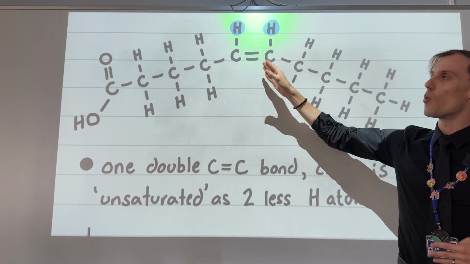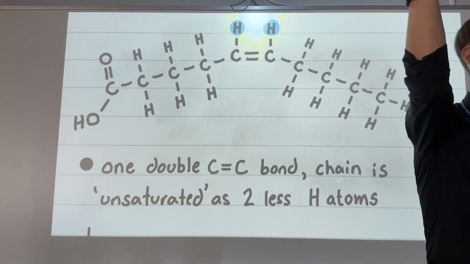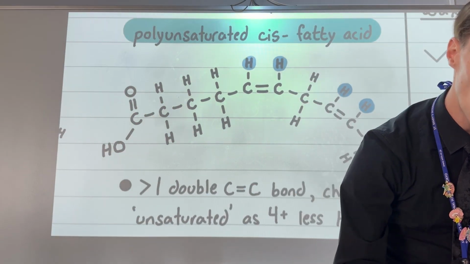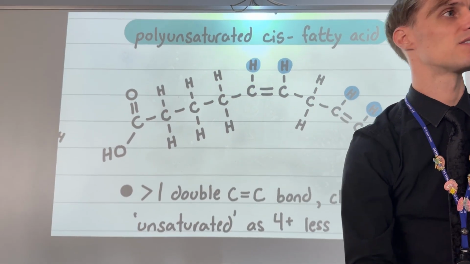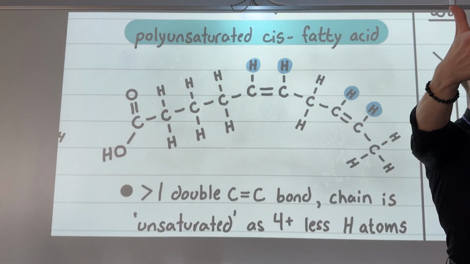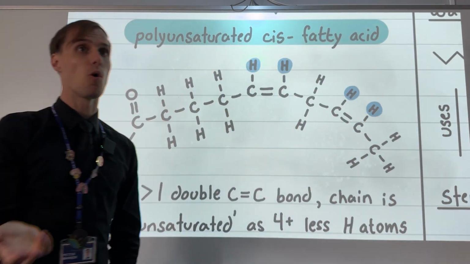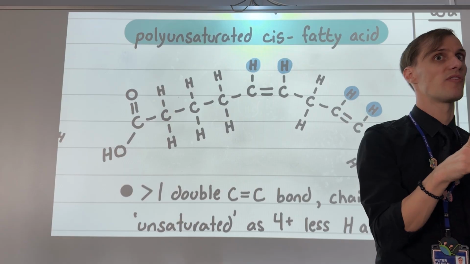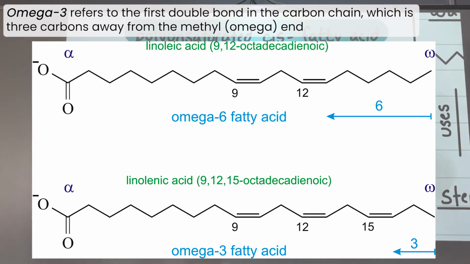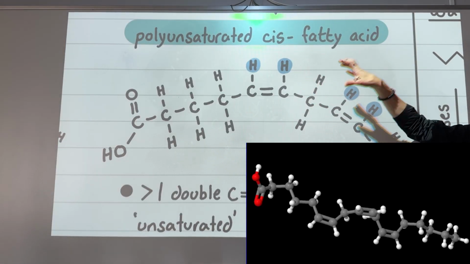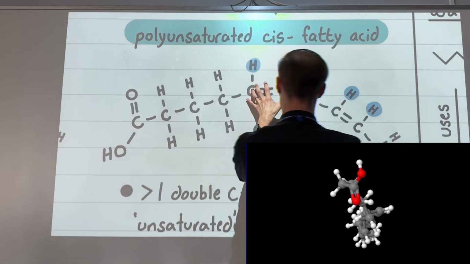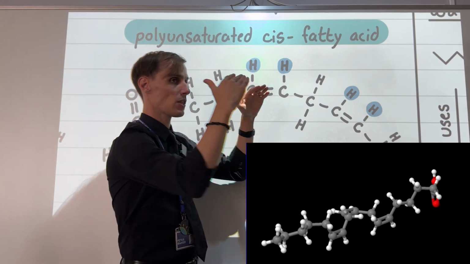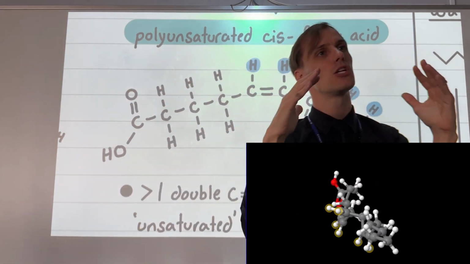Can you get more than 1 double bond? Yes. And you can probably already deduce what the name of this is going to be. A polyunsaturated cis fatty acid. And now you can get many here. You can get 2, 3, 4 double bonds. In fact, you probably know of these already if you've heard of things like omega-3 fatty acid. But with a polyunsaturated cis fatty acid, I have multiple double bonds, and each one of these is going to cause a kink or a bend in the chain.